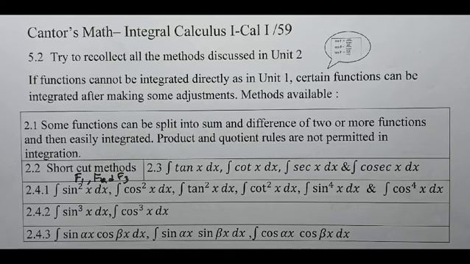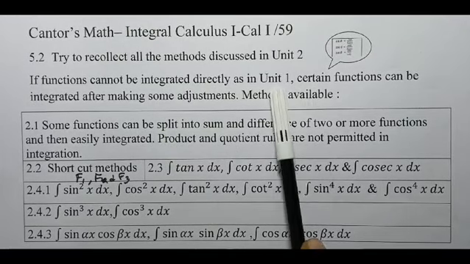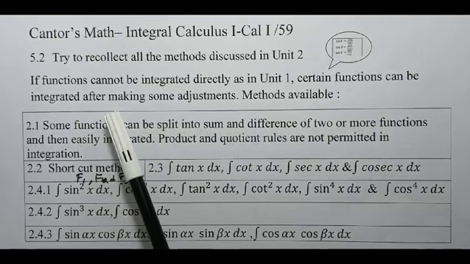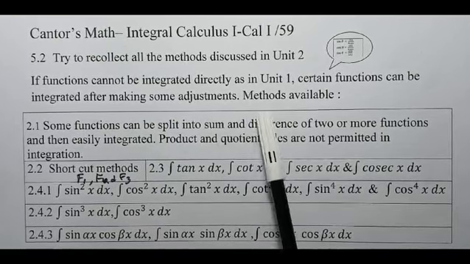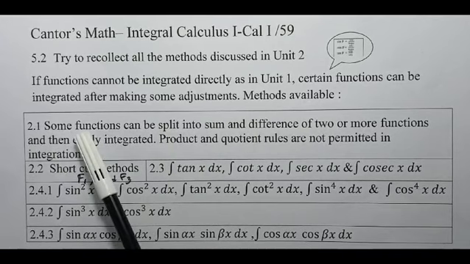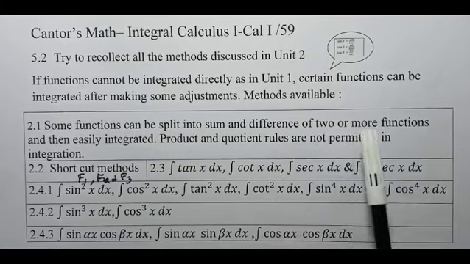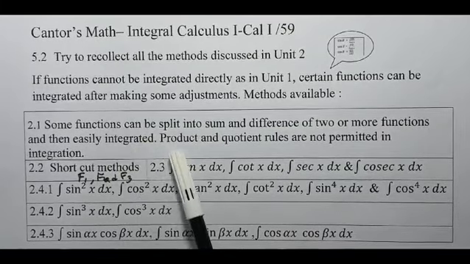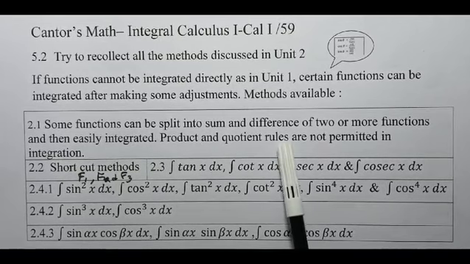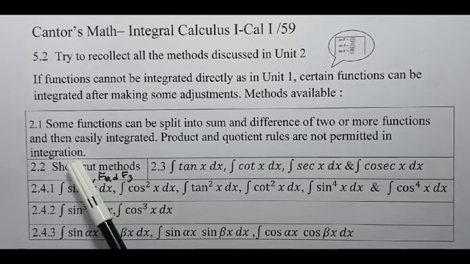Now we are going to recollect all the methods discussed in Unit 2. If functions cannot be integrated directly as in Unit 1, certain functions can be integrated after making some adjustment. We are going to discuss these adjustments, that is, the methods available. 2.1. Some functions can be split into the sum and difference of 2 or more functions, and then they are easily integrated. Be very careful: the product and quotient rules discussed in differential calculus are not permitted in integral calculus.